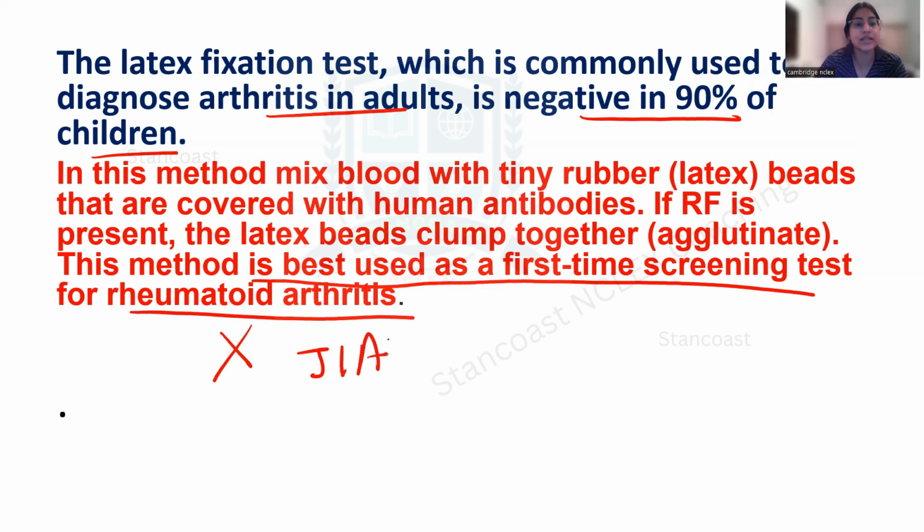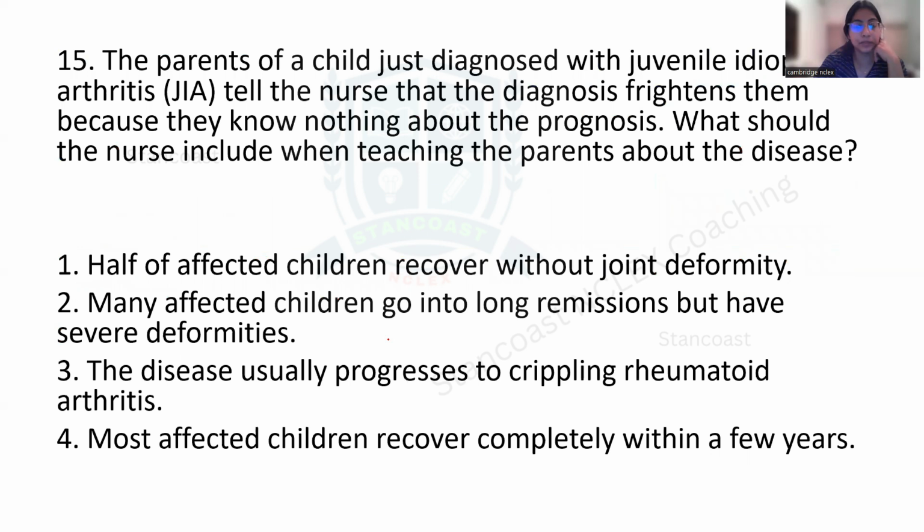Now let's move to the last question. The parents of a child just diagnosed with juvenile idiopathic arthritis tell the nurse that the diagnosis frightens them because they know nothing about the prognosis. What should the nurse include when teaching the parents about the disease? So this question tells that parents want to know about juvenile idiopathic arthritis. So what do we have to tell about this disease?